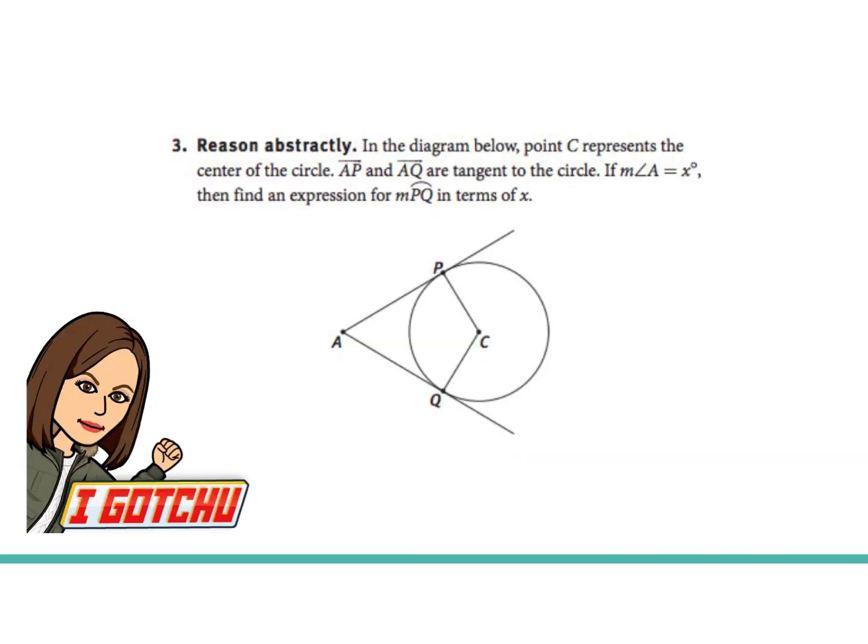All right, let's move on to question number 3. So question 3 says, in our diagram below, point C represents the center of our circle. We have AP and AQ, they are tangent to the circle. So it says if the measure of angle A is x, so let's add that into here. So the measure of angle A is x. Then we want to find an expression for the measure of arc PQ. So we want to find a measure for that arc.